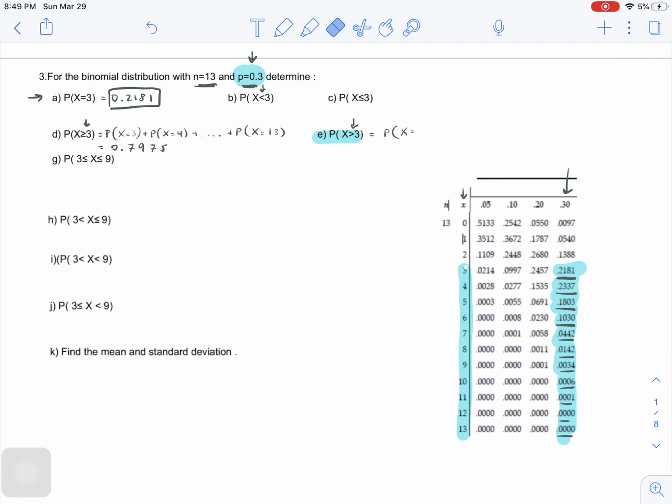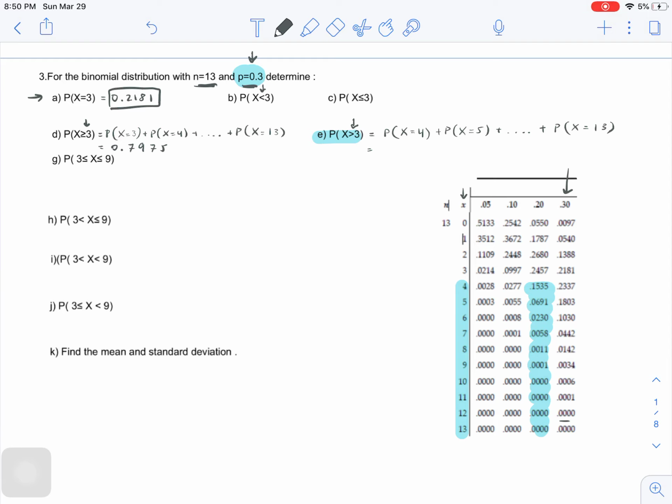So this is equal to the probability that x is 4 plus the probability that x is 5, and so on until we get to 13. So I'll write that out. Probability that x is 4 plus the probability that x is 5 plus all the way to 13. So I add up all of these highlighted probabilities. Lucky for us, the closer we get to the bottom of the table, the more of them are equal to just 0. So it saves us some adding.